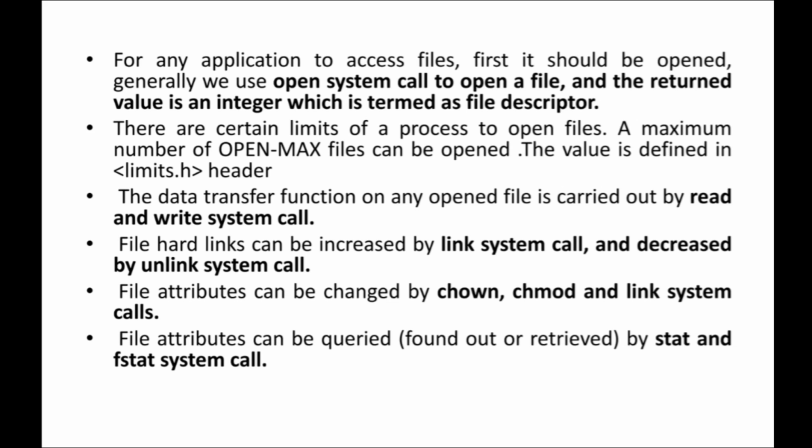And there are certain limits on a process opening files. For example, a maximum number of OPEN_MAX files can be opened. OPEN_MAX gives the number of files that can be opened simultaneously. These values are defined in the limits.h header. Getting it, guys? OPEN_MAX means the maximum number of files that can be opened simultaneously.